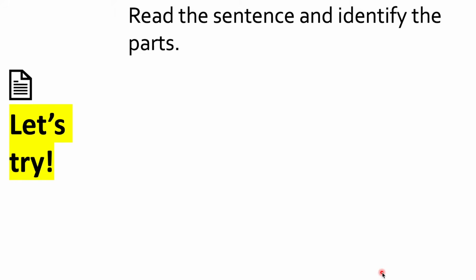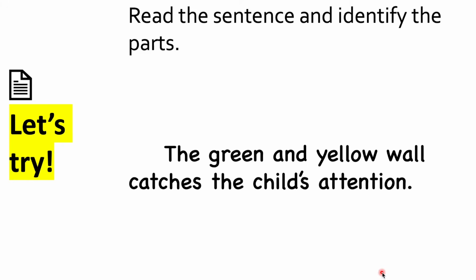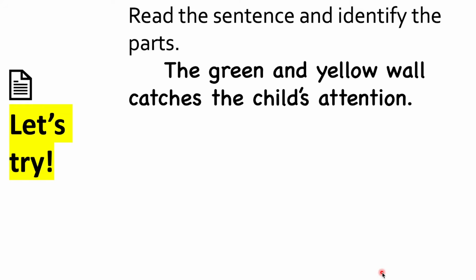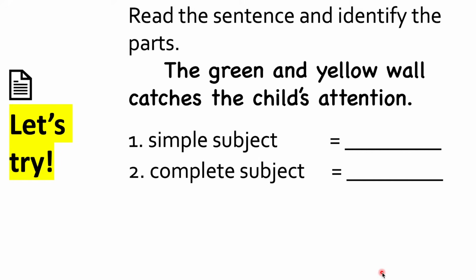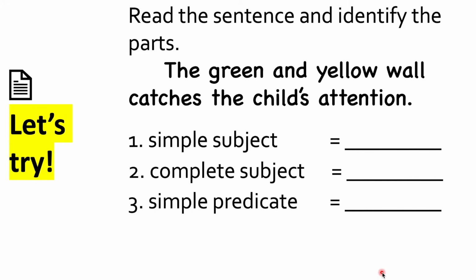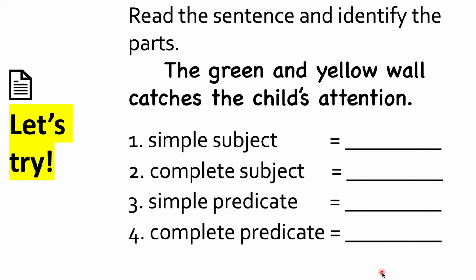Now, before we move on, let's try this one. Let's take the challenge. So, read the sentence and identify the parts. The green and yellow wall catches the child's attention. So, for number 1, identify or write down the simple subject. Number 2, complete subject. Number 3, simple predicate. Number 4, complete predicate.